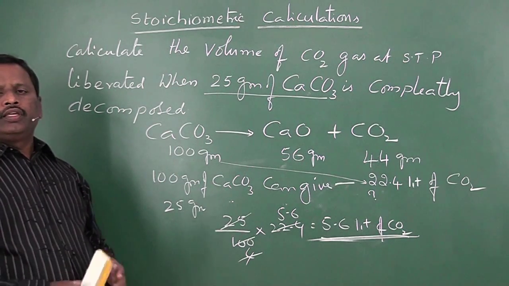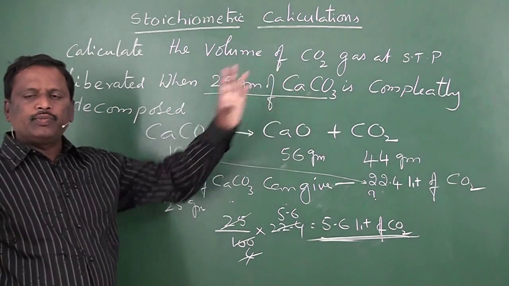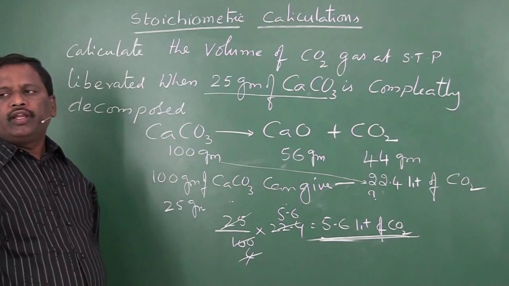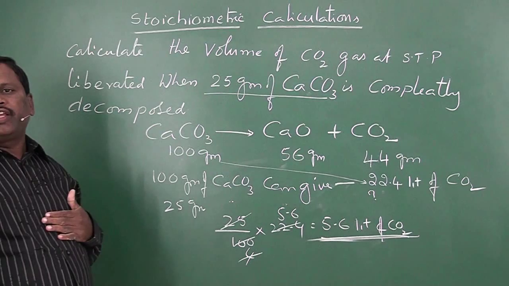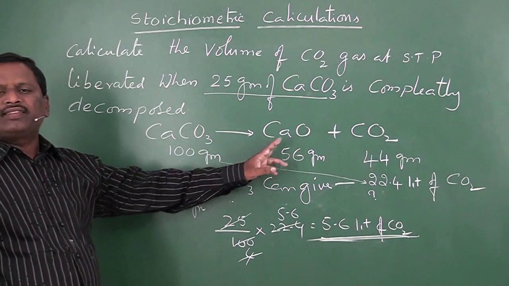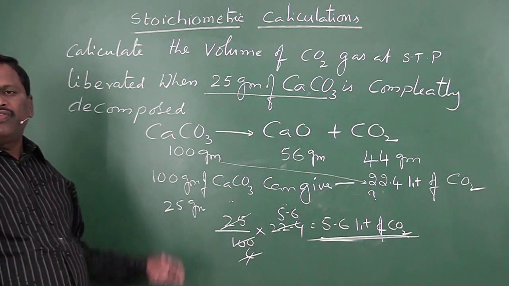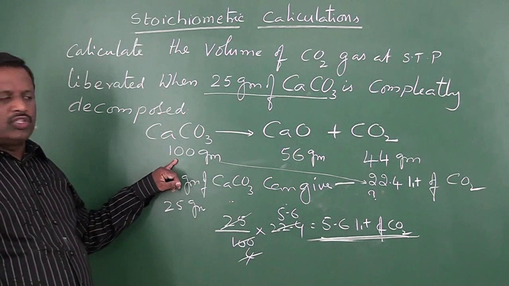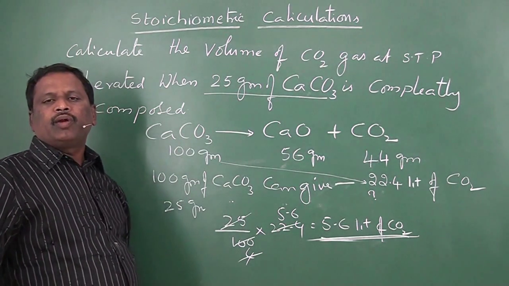Once again, here the problem is calculate the volume of CO2 gas at STP liberated when 25 grams of calcium carbonate is completely decomposed. The equation for the decomposition of CaCO3 is CaCO3 gives CaO plus CO2. Now, if you substitute the molecular weight of all the compounds, 100 is the molecular weight of CaCO3, 56 is the molecular weight of CaO, and 44 is the molecular weight of carbon dioxide.